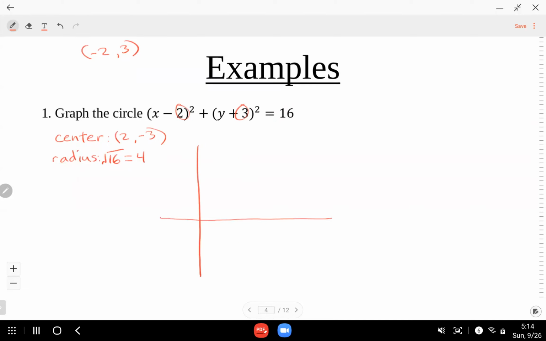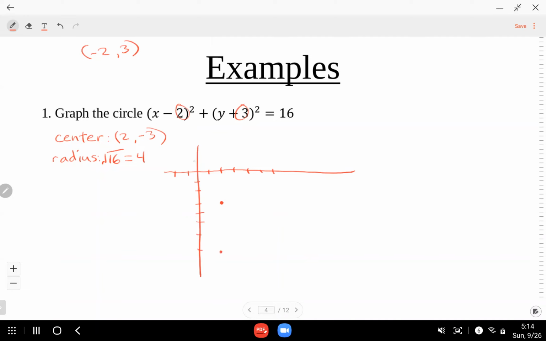Let's graph our circle. It seems to be under the x-axis. So 1, 2, and then 1, 2, 3. All right, now we have to graph our radius. 1, 2, 3, 4. Okay, that's correct. You have to go 1, 2, 3, 4 down as well. 1, 2, 3, 4.